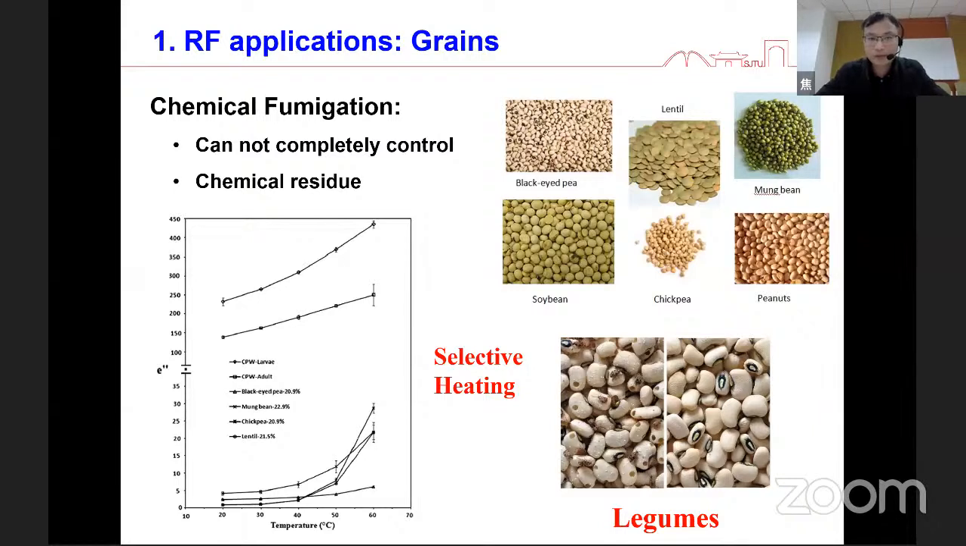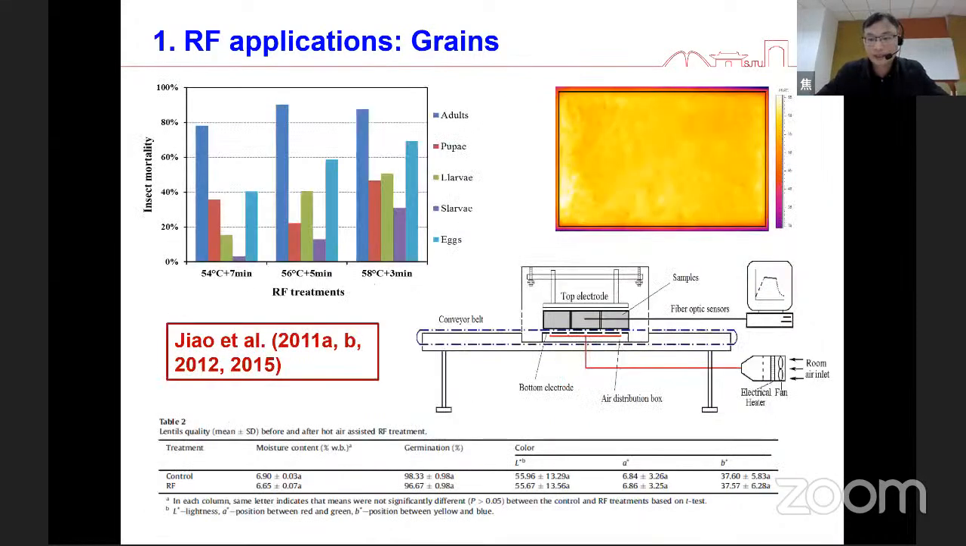The first application is for grains, like legumes, rice, or wheat, right? This kind of grain. So the first application is to kill the insects. We all know that for rice or wheat, and also for legumes, there will be insects, right? They cause serious quality loss and also food safety concerns.